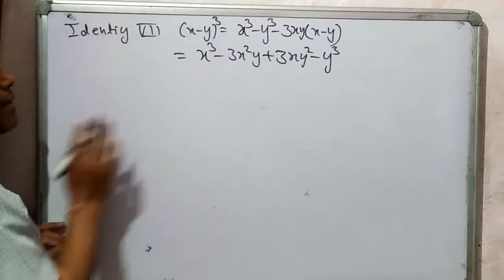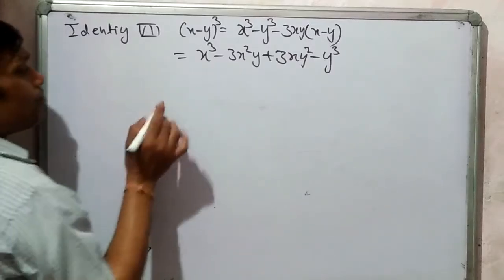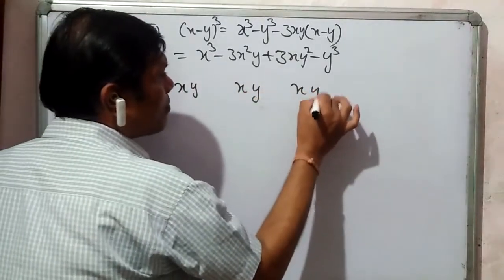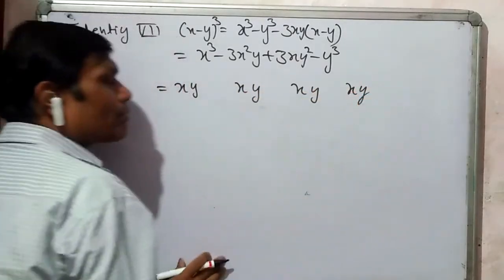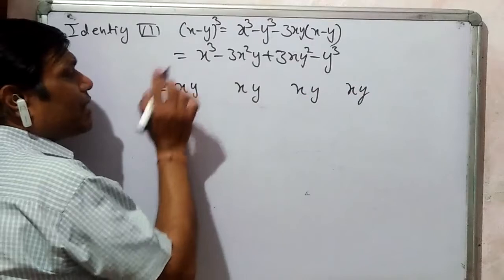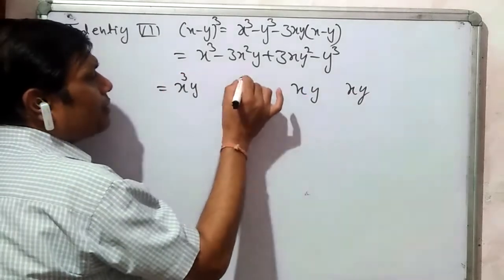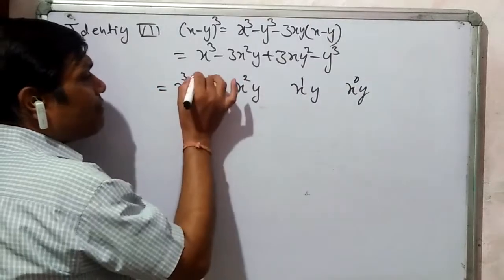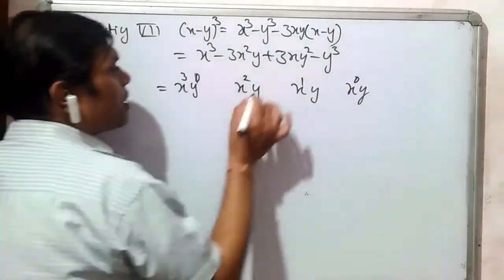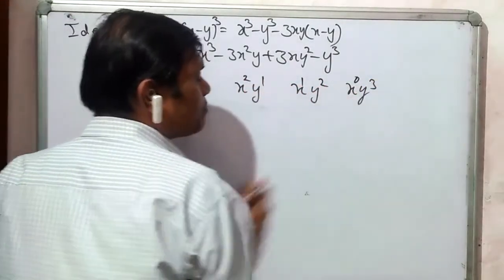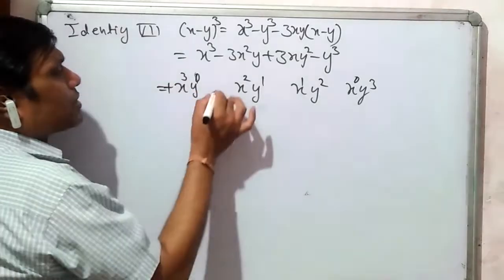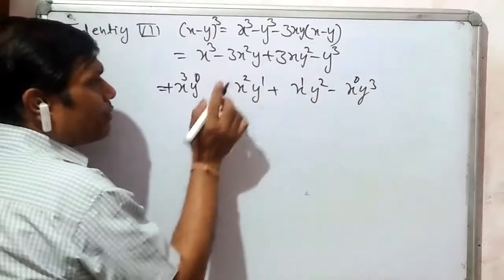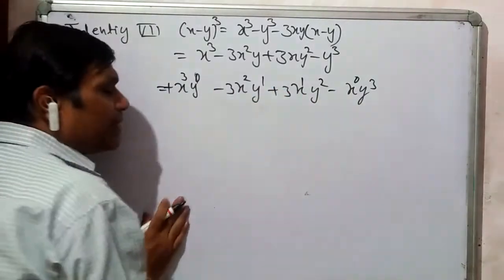Now this is again easy to remember. This form is very easy to remember. How? Same way, you write x y 4 times. You put decreasing powers of x: 3, 2, 1, 0. Increasing powers of y from 0, 1, 2, 3. Put alternate positive negative signs. Put 3 as the coefficient in the middle two terms.